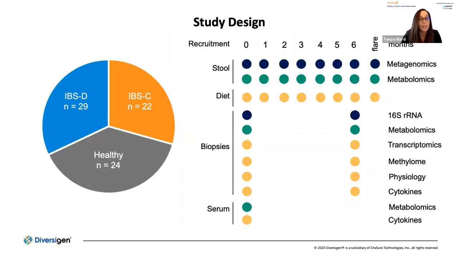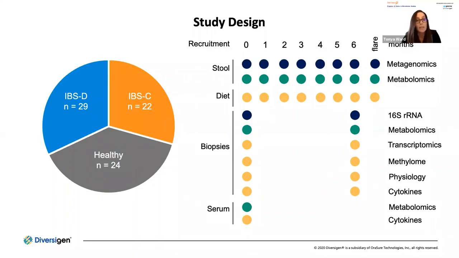So we had patients with IBS-C, which is IBS with constipation, IBS-D, which is those with diarrhea, and healthy controls. We sampled them longitudinally for a period of 7 months. So we collected stool, and that was slated for metagenomic and metabolomic profiling. We had dietary recalls that corresponded to those stool collections. And we also had biopsies at the beginning and the end of the study.